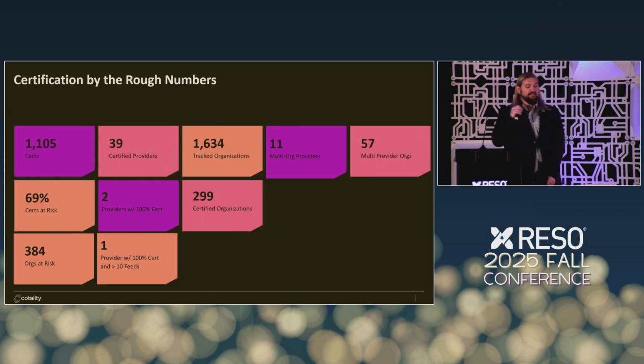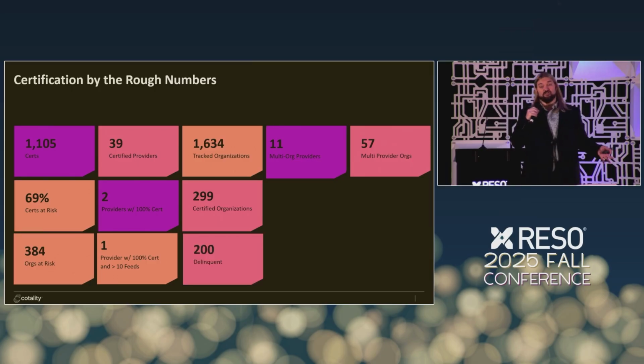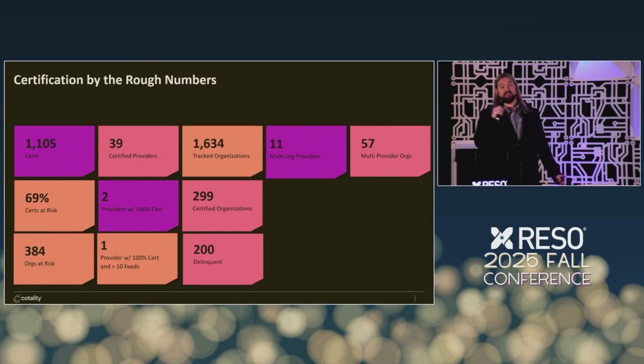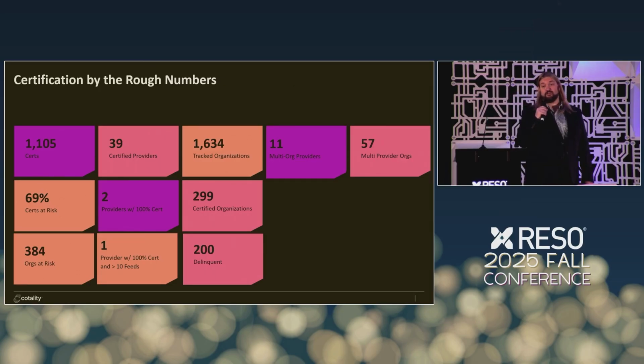Of those 1,600 organizations, about 299 are certified, which is fantastic. But there are around 200 of those that are currently delinquent. That means they're not only at risk, their certifications are no longer valid.